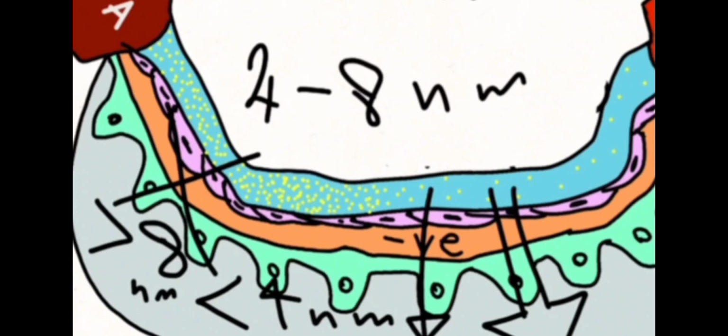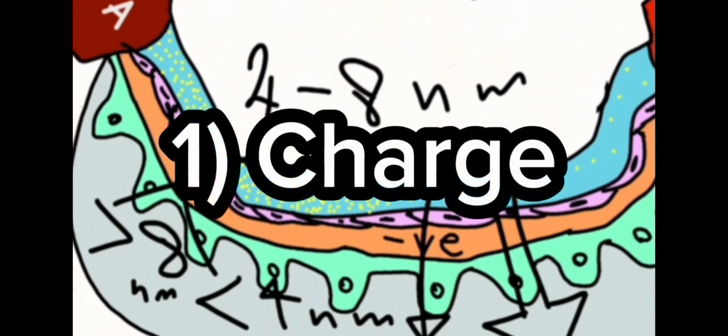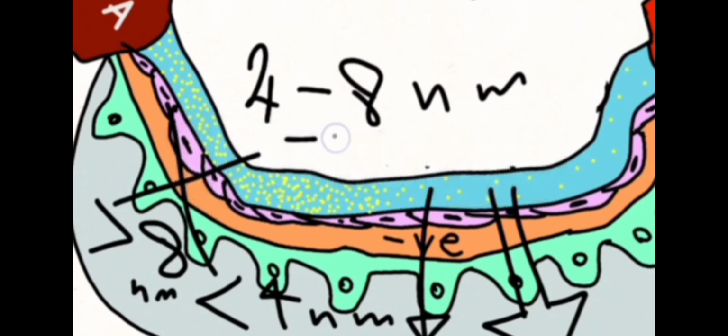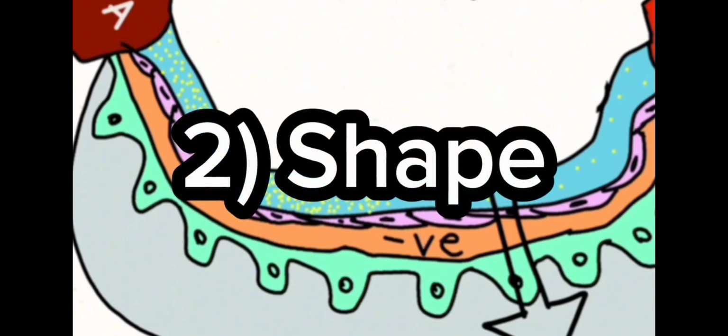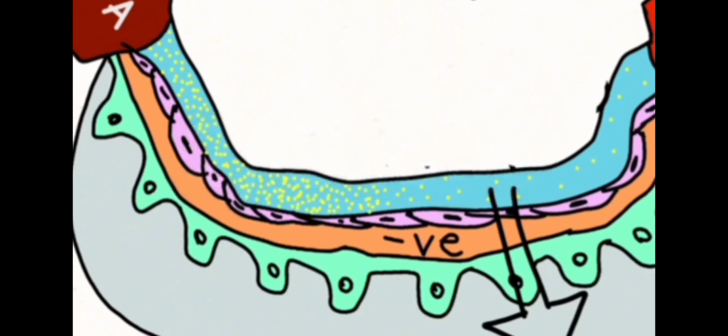It depends on 2 things. Firstly, charge. If it's negatively charged, it gets repelled by the negatively charged basement membrane. And the second factor is the shape. Bulky or irregularly shaped molecules have a harder time squeezing through.